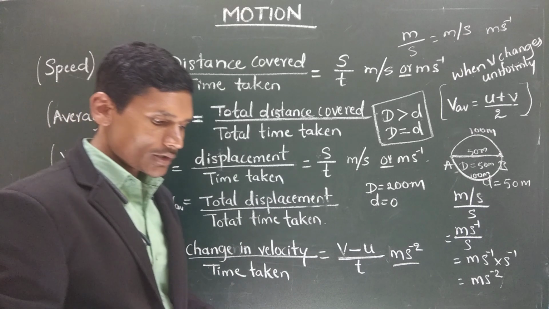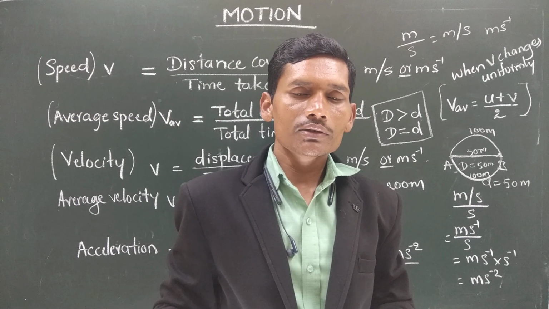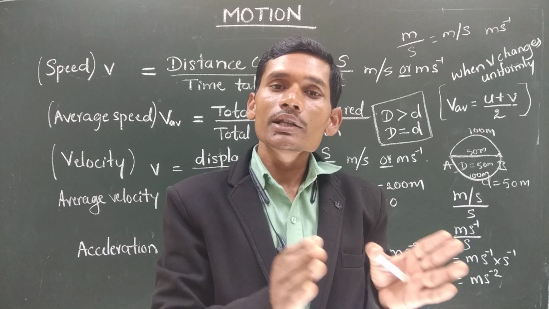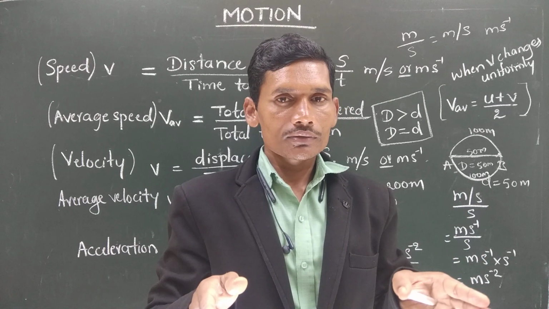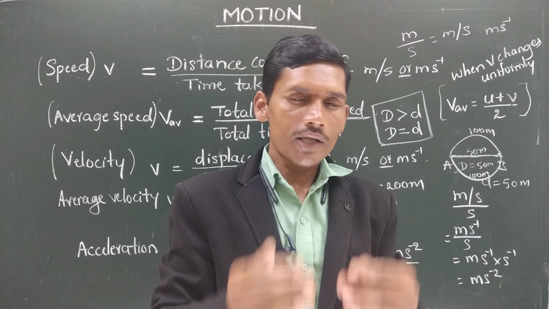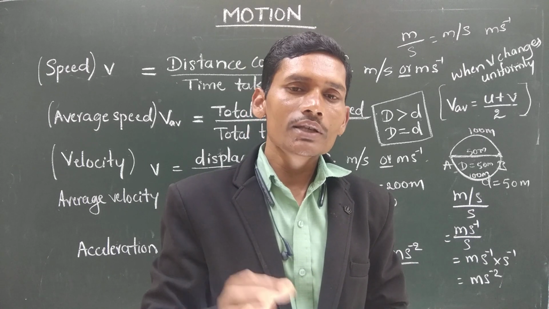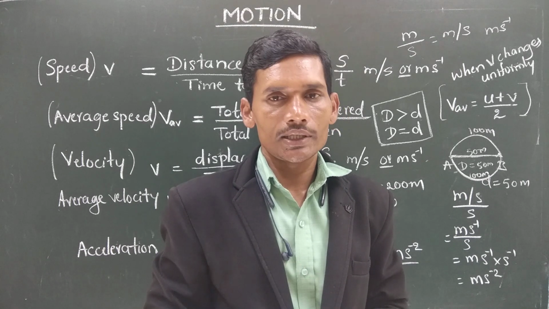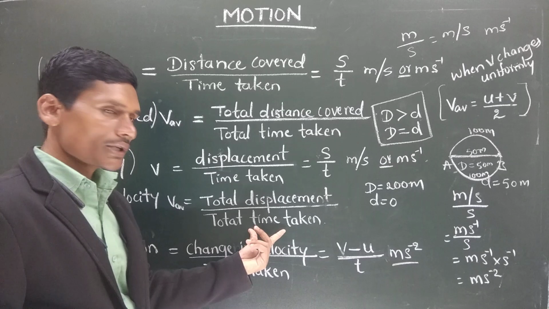Next, what is average velocity? Average velocity is nothing but total displacement divided by total time taken. How did we take average speed? Total distance covered divided by total time. Here we take total displacement divided by total time, and this is average velocity. See, average velocity is total displacement divided by total time taken.